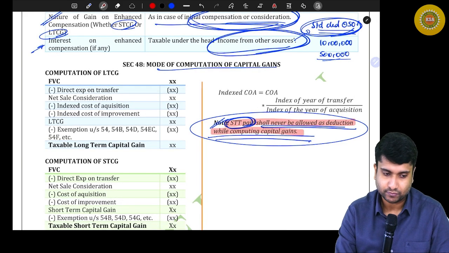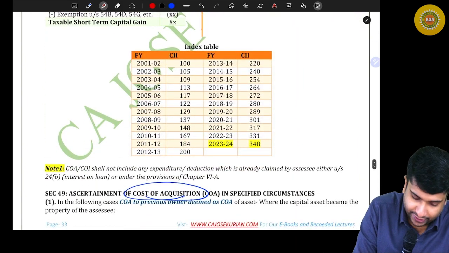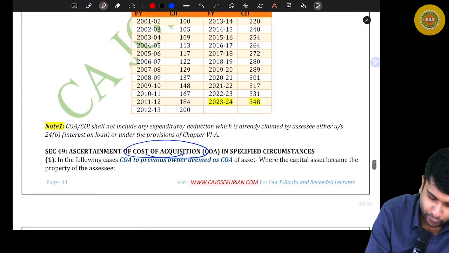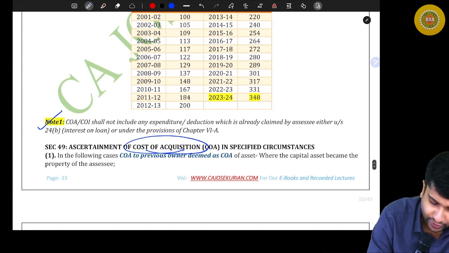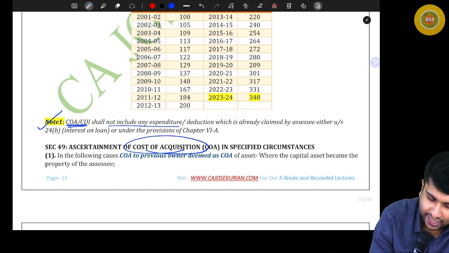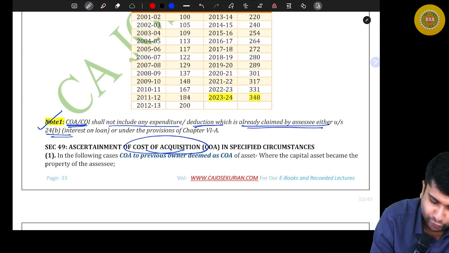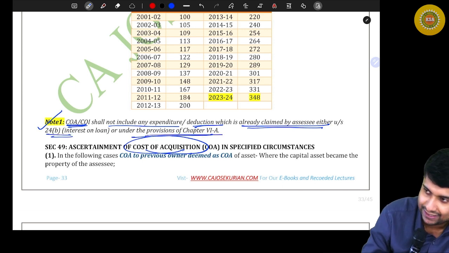That's it. So moving on to the next point, the index table and all we have already computed. Now there is a note under this. Can you read this note? Cost of acquisition or cost of improvement shall not include any expenditure or deduction which is already claimed by the assessee either under section 24B or under Chapter 6A.